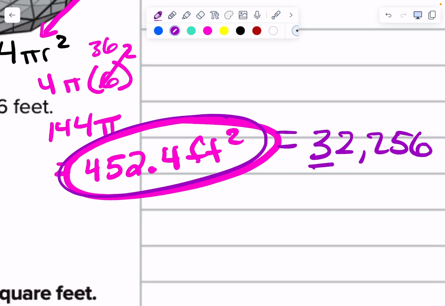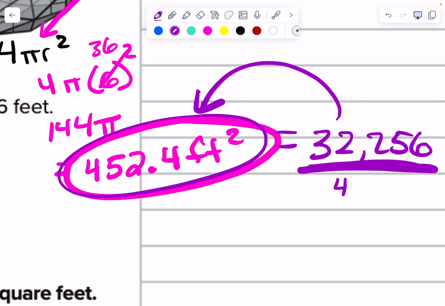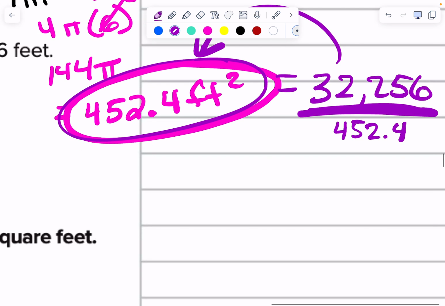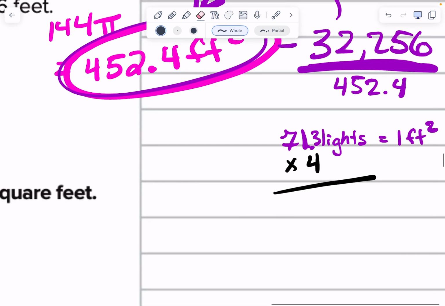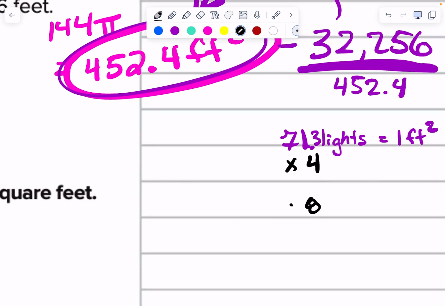So how do I figure out how many LED lights there are on 1 square foot? 32,256. I'm going to divide that by 452.4 to figure out how many lights are on 1 square foot. 71 lights are on 1 square foot. 71.3 lights equals 1 foot squared, but I want 4 square feet, so now I take that times 4. So how many lights are on that 4 square foot area? 285.2? We'll just go 285 lights.